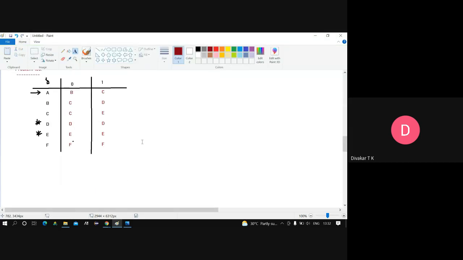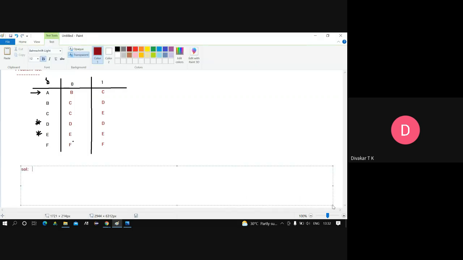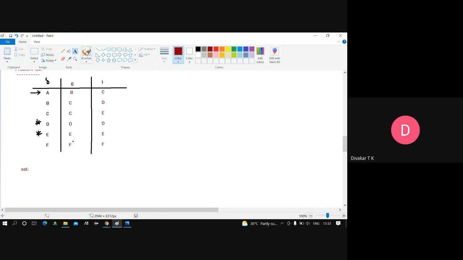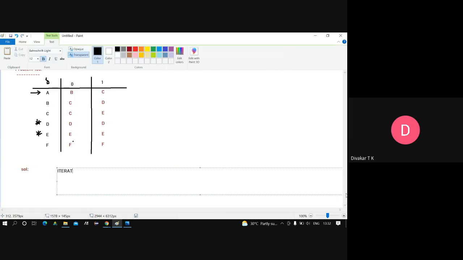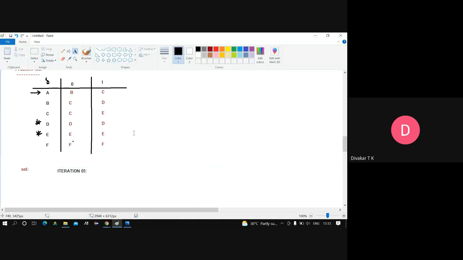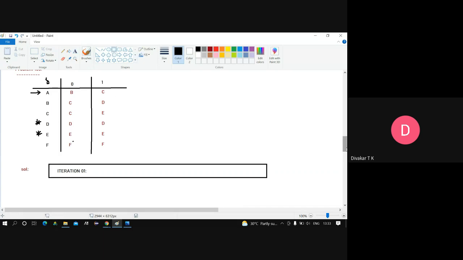Have a look at it. So this is the given problem. Quickly take this given problem. Once you've taken this problem, we'll try to solve it. What is the first and foremost important step here? Iteration. We have to perform iteration here. Iteration number one. So what is iteration number one? The initial step, the initial marking we are supposed to do. So how to do it quickly?